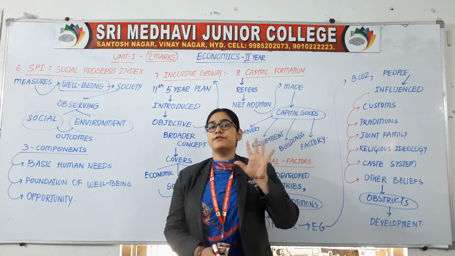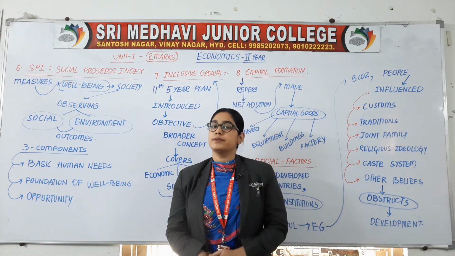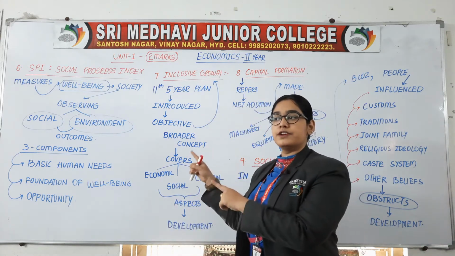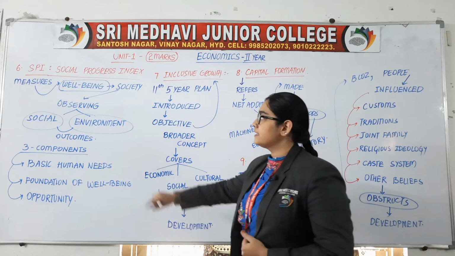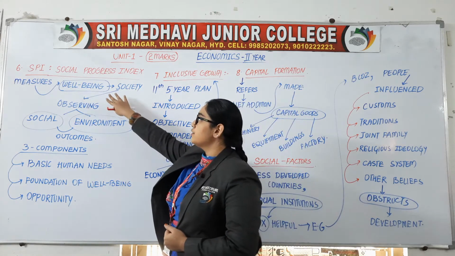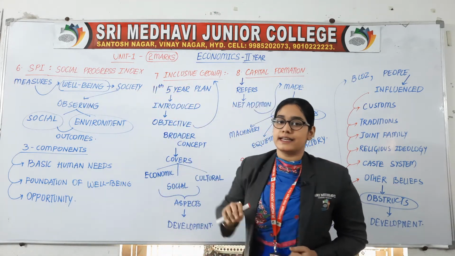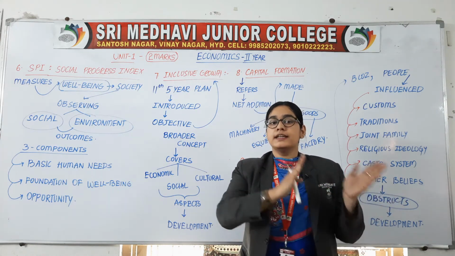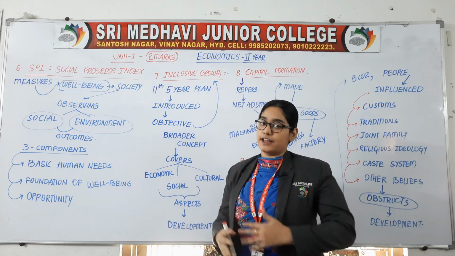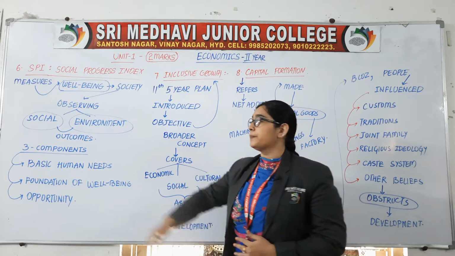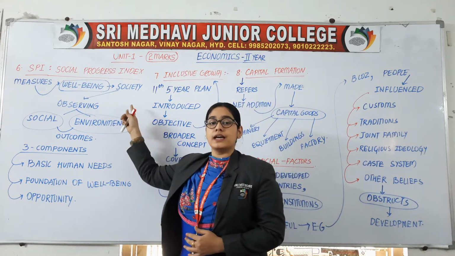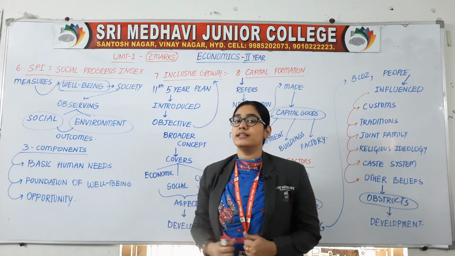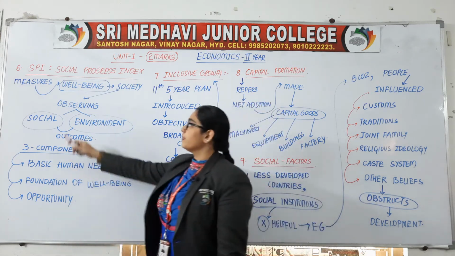We have discussed already 5 definitions, that is from unit number 1, and now we are going to continue from the definition number 6, that is SPI, Social Progress Index. 5 definitions are completed. This is our 6th definition. What is it? It is SPI, Social Progress Index. Now what is SPI? Let us see.